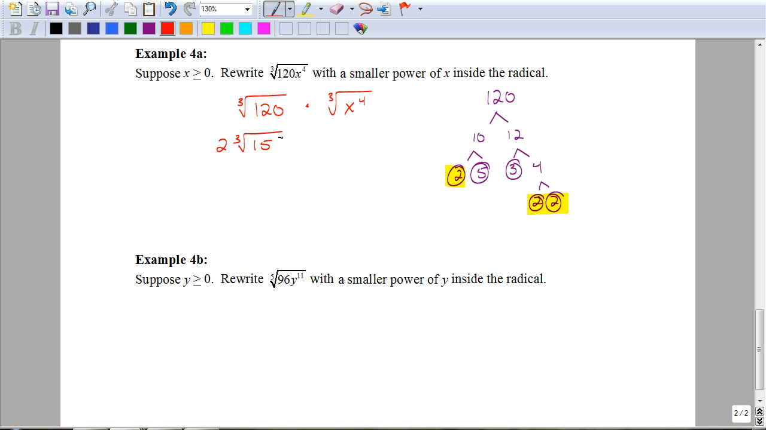Now let's go over to the x. 3 goes into 4 one time, meaning I get to factor out 1 x. But when 3 goes into 4 one time, it doesn't work out evenly because there's 1 remaining. So x to the first, or just x, would be remaining under the radical. So now when I combine these together, now for my final answer, the 2 and the x are both on the outside of the radical, so I'm going to multiply those together, so that's going to be 2x.